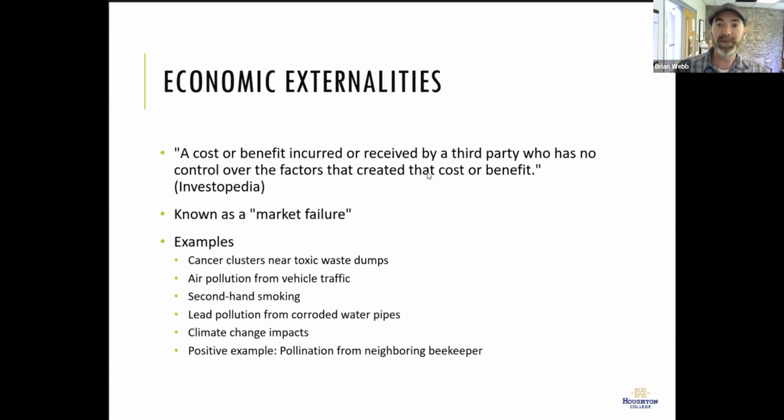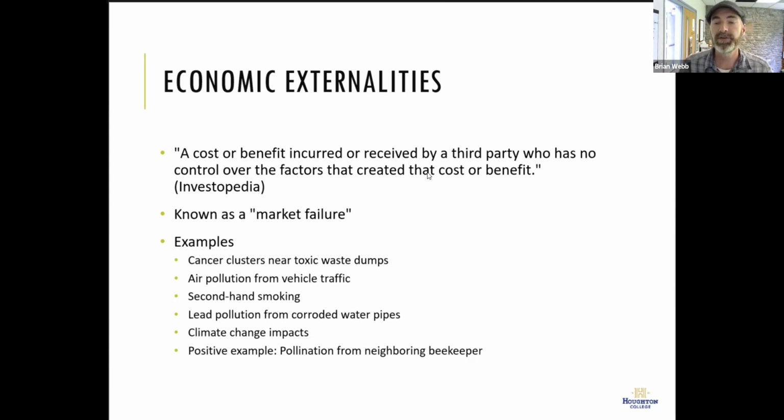The costs that those people pay in terms of shortened lifespans, in terms of medical costs, those are not priced into whatever widget toxic waste company was selling. That's not priced into that. So that's an external cost. Air pollution from vehicle traffic. Air pollution undoubtedly has significant economic consequences for our country in terms of asthma rates, in terms of cardiovascular problems. There's a lot of problems and a lot of economic costs that come from air pollution, but those are not accounted for in the things causing the pollution.